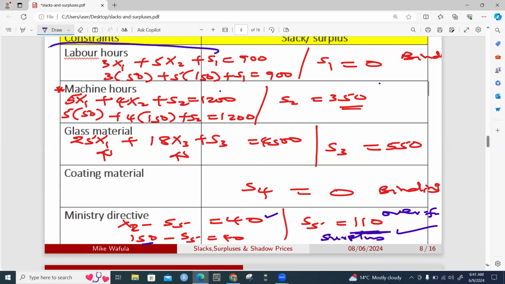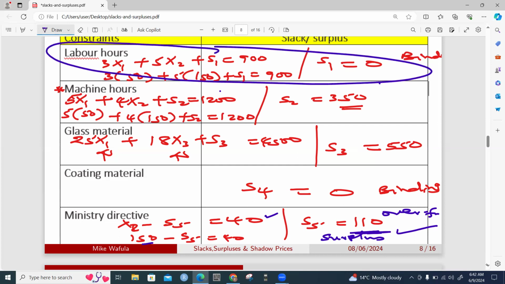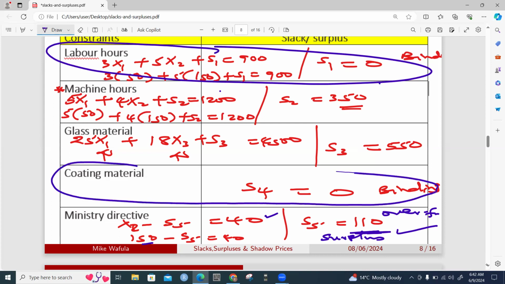But then we have said that the labor hours and the coating material are said to be binding constraints. Coating material has the constraint x1 plus x2 plus S4 equals 200. So those are binding constraints, only two binding constraints.